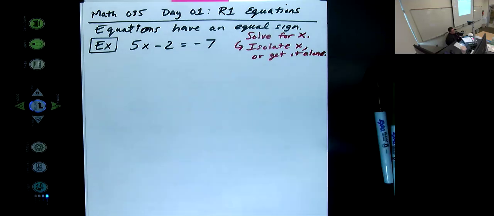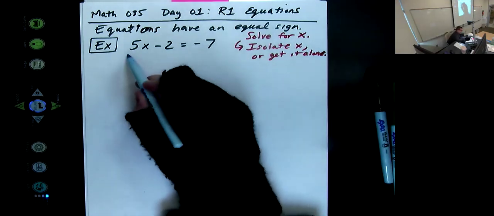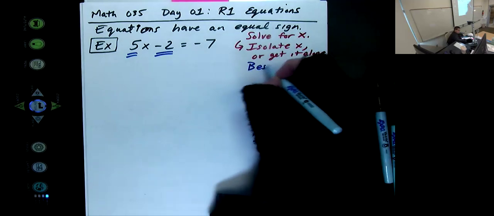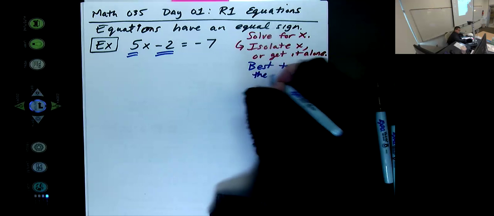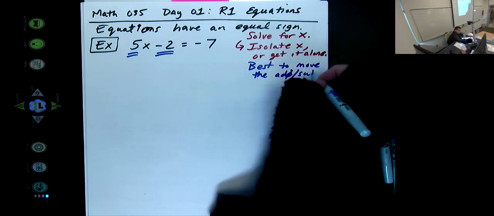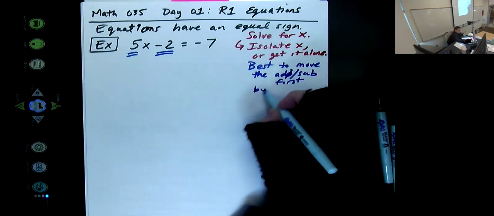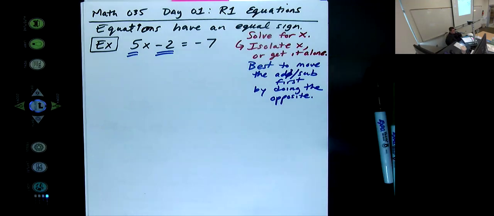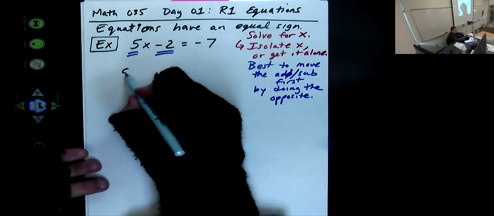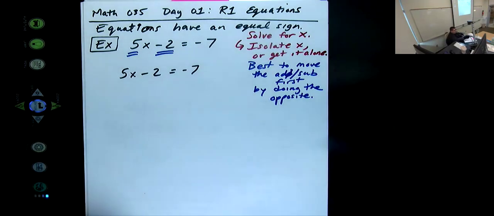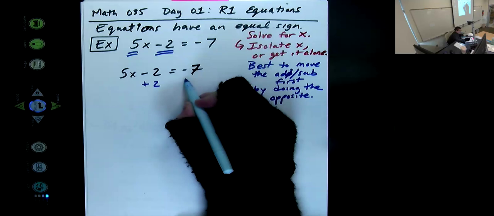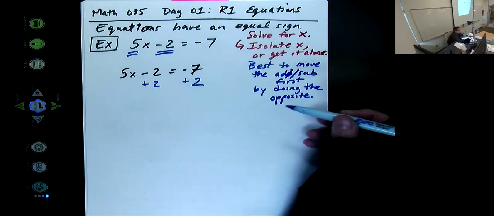All right. So the way we do this, we've got a couple things going on. I've got this to deal with and this to deal with. We can do them in either order, but it's usually best to move the addition or subtraction first. 5x minus 2 equals negative 7. What I mean by doing the opposite, sometimes I put the little bar on the 7. I'll do that there to indicate it. Here we are subtracting 2, so instead we are going to add 2. And what you do to one side, you have to do to both sides, because we have to keep it equal.